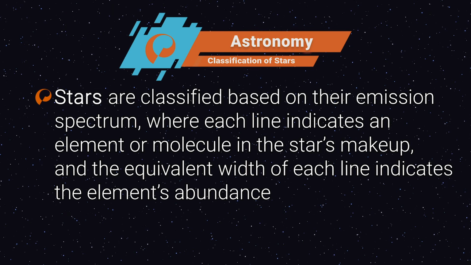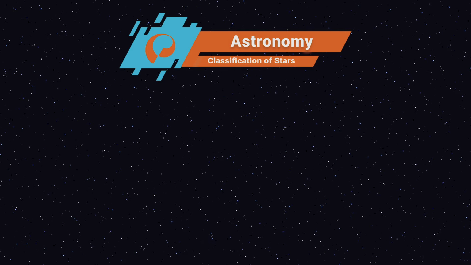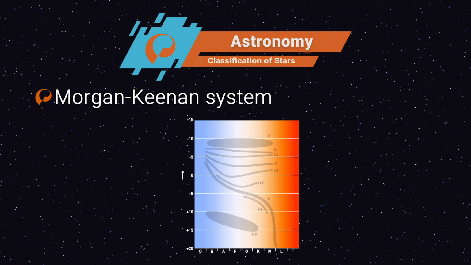Stars are classified based on their emission spectrum, where each line indicates an element or molecule in the star's makeup, and the equivalent width of each line indicates the element's abundance. The spectral class is assigned to a star based on the star's surface temperature. The system in most common use is the Morgan-Keenan system, which uses the letters O, B, A, F, G, K, and M, from hottest to coolest. Each letter class is further divided into numbers, from 0, the hottest, to 9, the coolest.